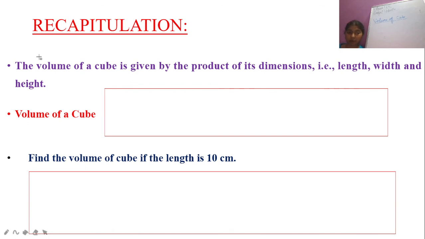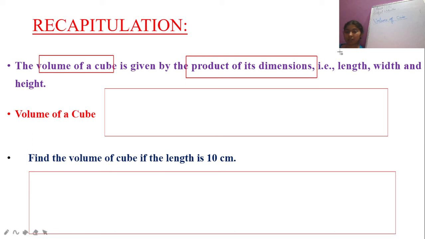Okay, so now let's recap what we have discussed today in the class. Basically we discussed today the volume of a cube, which is the product of all the dimensions, length and breadth and height, when they are all equal, right? Now students, volume of cube, that is a cube, right?